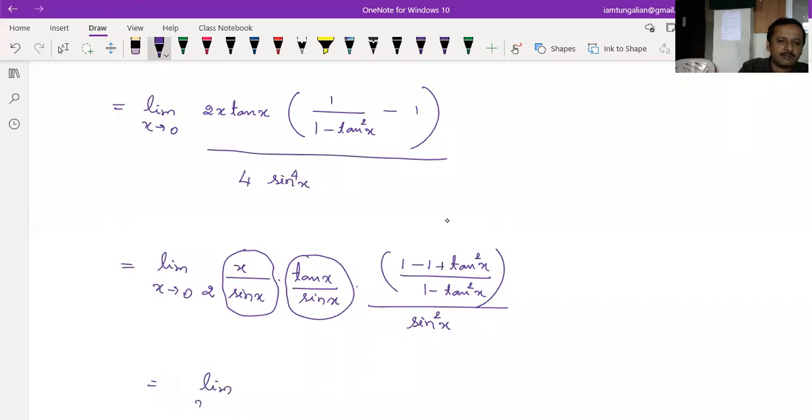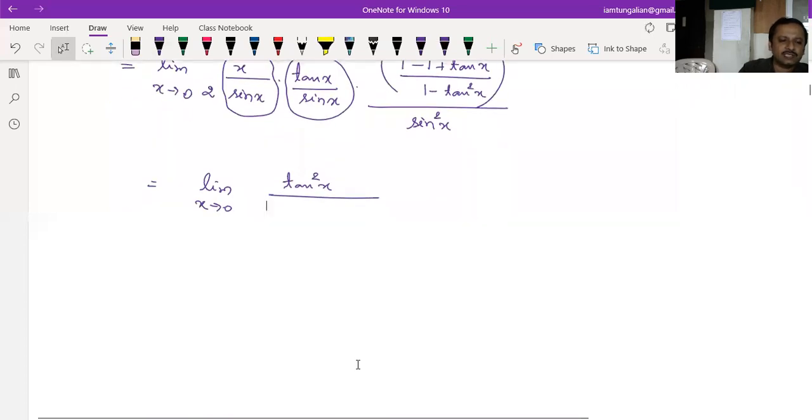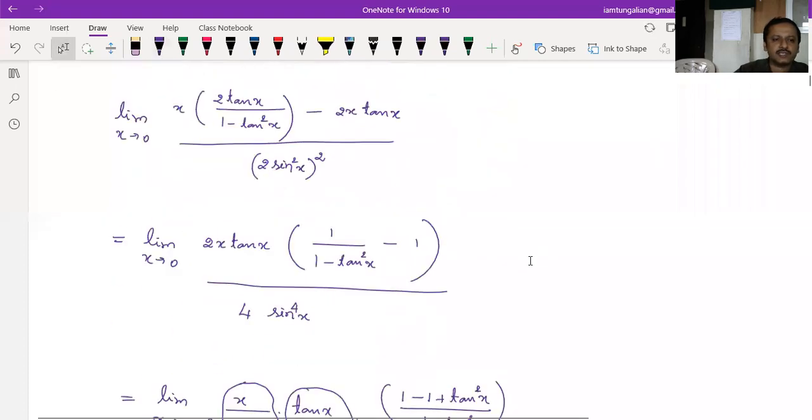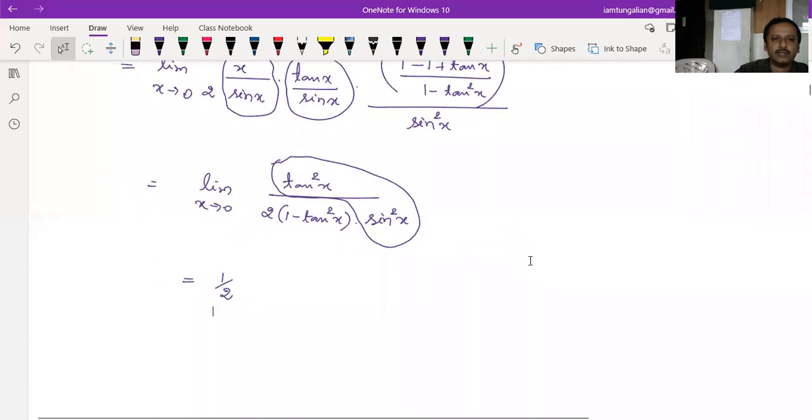Now we have the limit as x tends to 0. Here 1 gets cancelled. Tan square x divided by 1 minus tan square x, you have 2 into 1 minus tan square x into sin square x. Now as x approaches 0, tan square x divided by sin square x will become 1, and 1 square is 1. For the other terms, for this tan square x, if I put x as 0, tan 0 is 0. So the answer will be 1 by 2, which is the third option. 1 by 2 is the correct answer.